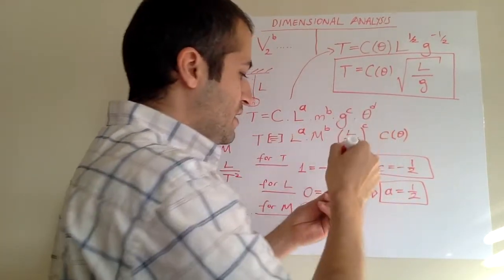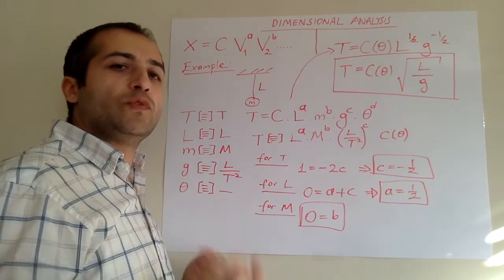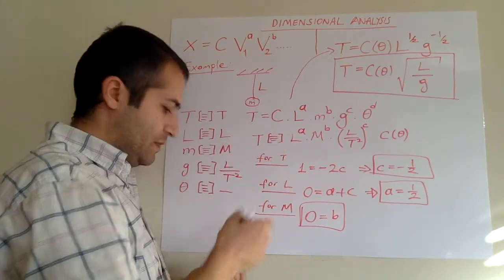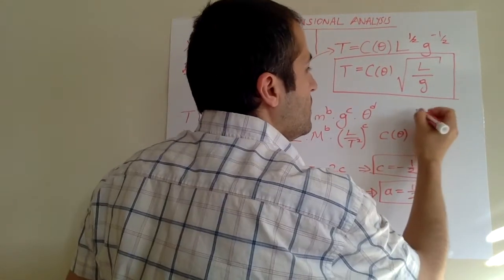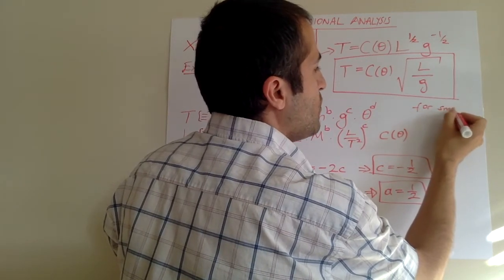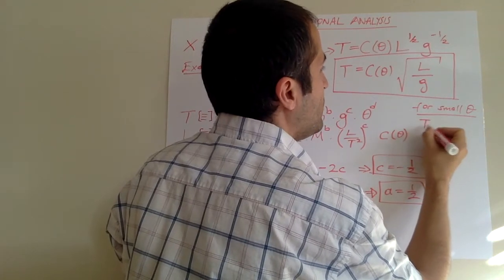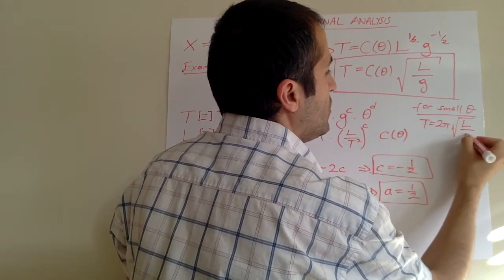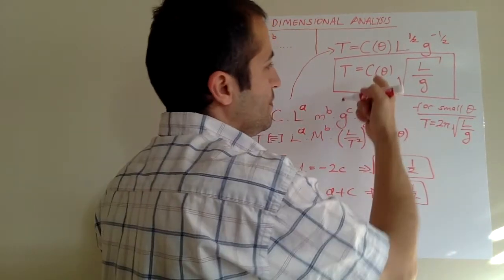This can be any constant. Let me give you the theoretical formula for this. If you delve into the complexity of this problem, if you solve it using mechanics, it's going to take a lot of time, but you're going to find the following formula. For small angles, for small theta, the formula for the period of the pendulum is 2 pi square root of L over g. It's exactly the same as in here.